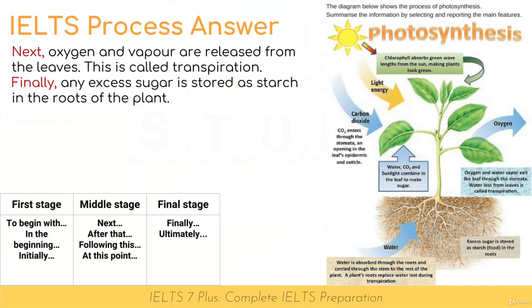Next, oxygen and vapour are released from the leaves. This is called transpiration. Finally, any excess sugar is stored as starch in the roots of the plant. So that brings us to the end of our process report.